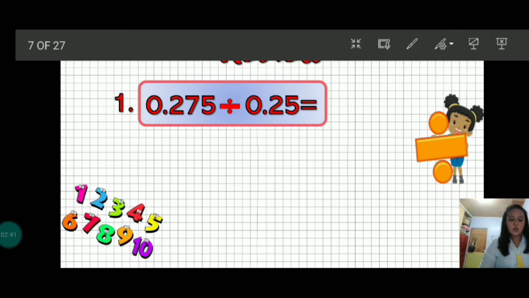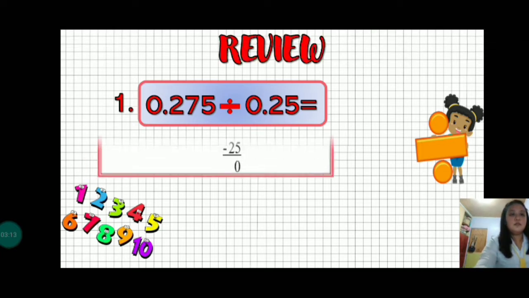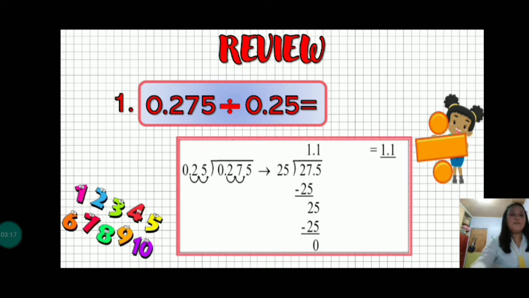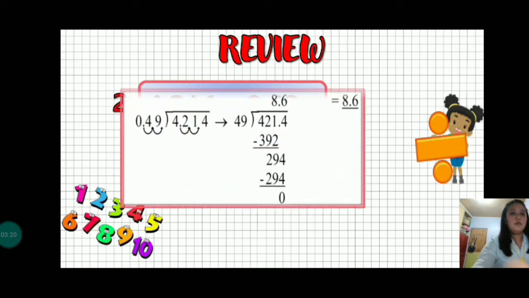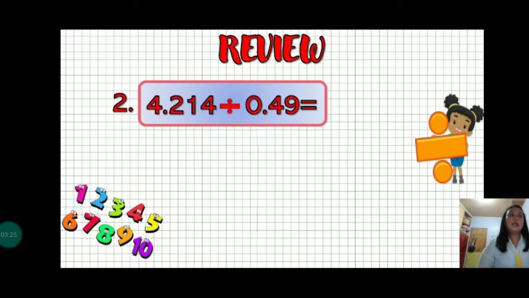Okay, class, it's already time. So now, let us solve the equation together. So, anyone? Okay, very good. Kindly explain how you came up with that answer. Okay, very good. Did everyone get the correct answer? Alright, good job. So now, let us proceed to the second equation. Again, I'll be giving you 3 minutes. And after 3 minutes, let us solve the equation together, okay?